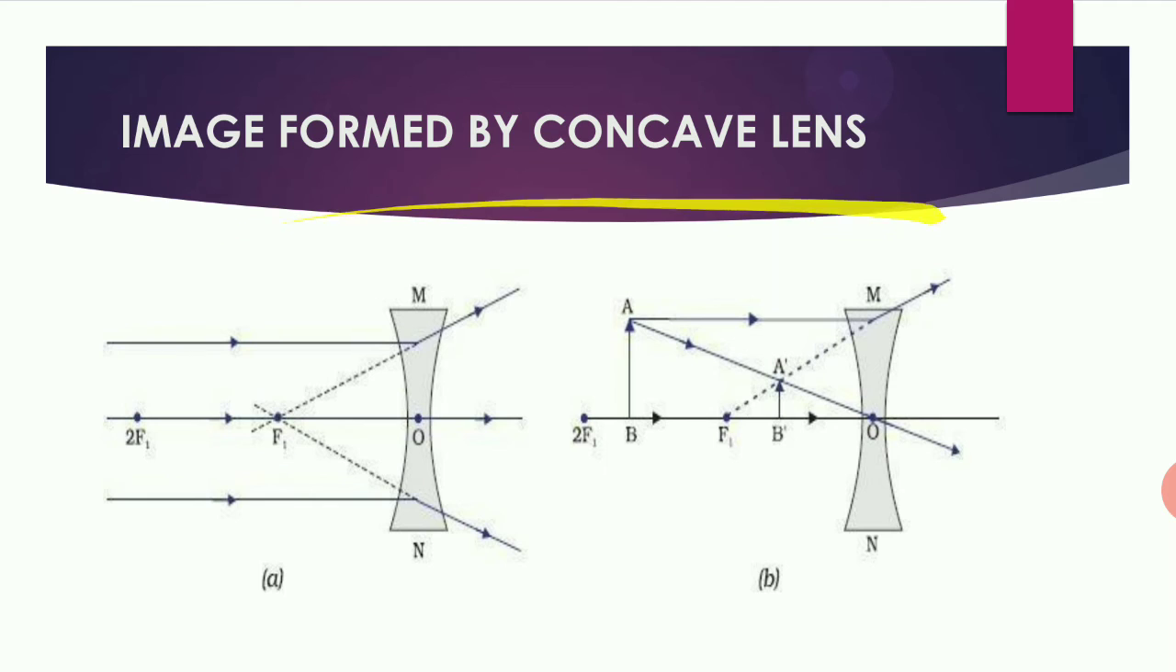Similarly, image formed by the concave lens. If the object is at infinity, the image will form at f1. If the object is between 2f1 and f1, the image is formed between optical center and f1. So in this way, the image is formed by the concave lens.